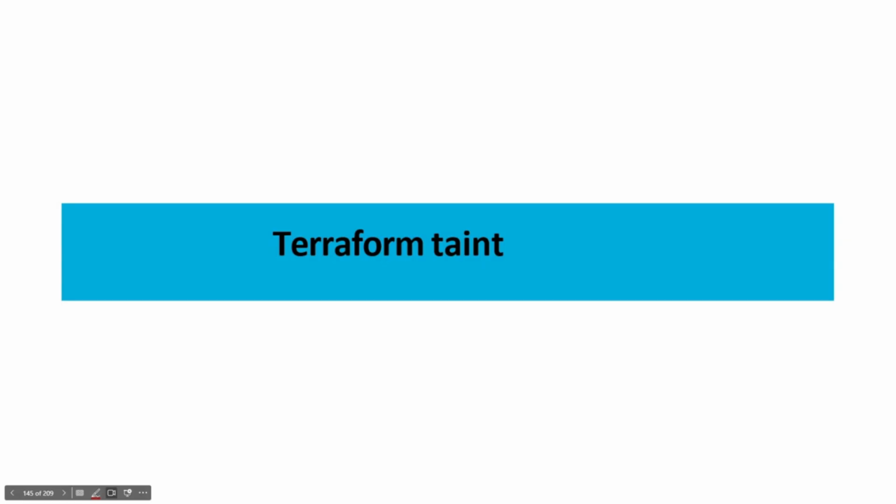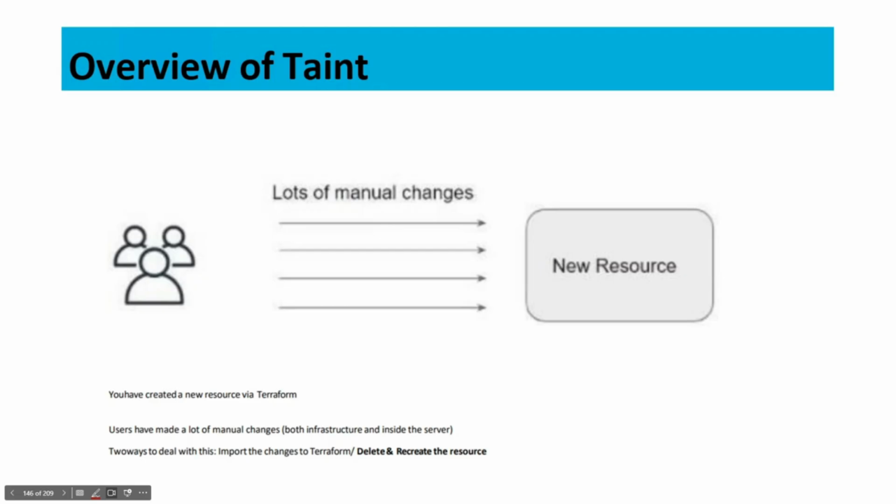Hi everyone, in this video we are going to discuss Terraform Taint. Overview of Taint. You have created a new resource via Terraform. Let's take an example. You have created a virtual machine and users have made a lot of manual changes, both to the infrastructure and inside the server. From the portal, they have made n number of changes in the virtual machine in terms of its configurations, and also in the NSG and the other rules.